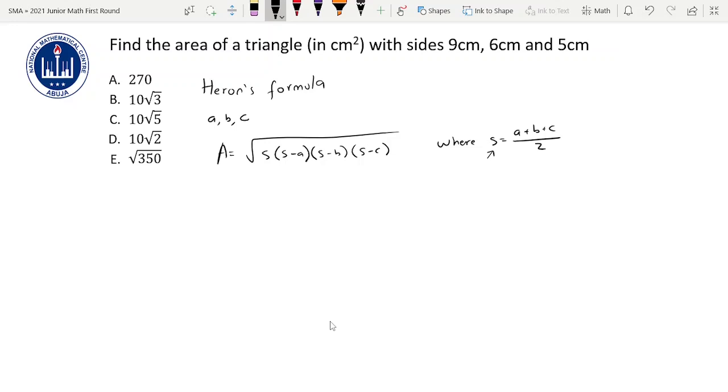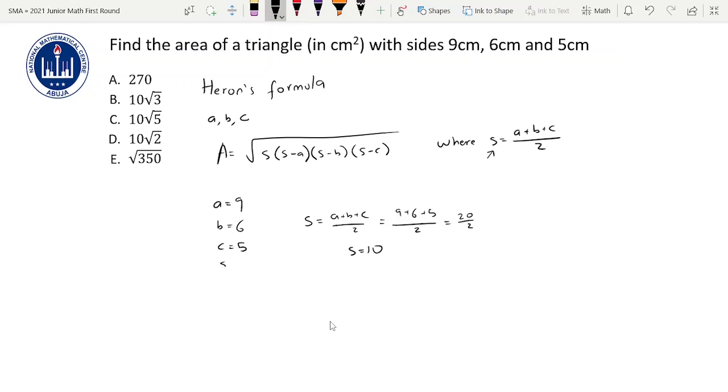In our case, let's say A is 9 cm, we'll just write it as 9, B is 6, and C is 5. That means the semi-perimeter S, which is (A plus B plus C) over 2, is (9 plus 6 plus 5) over 2, and 9 plus 6 plus 5 is 20, so that's 20 over 2. And so the semi-perimeter of this triangle is 10.